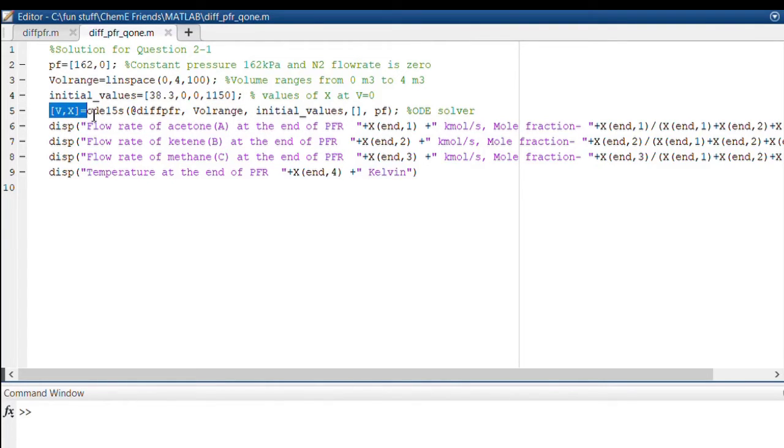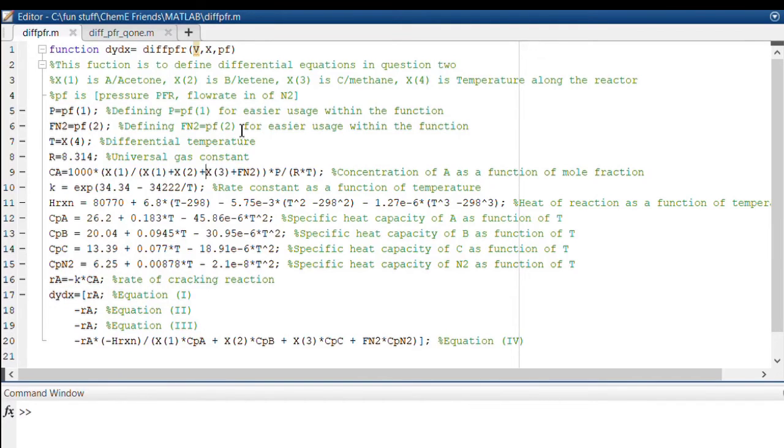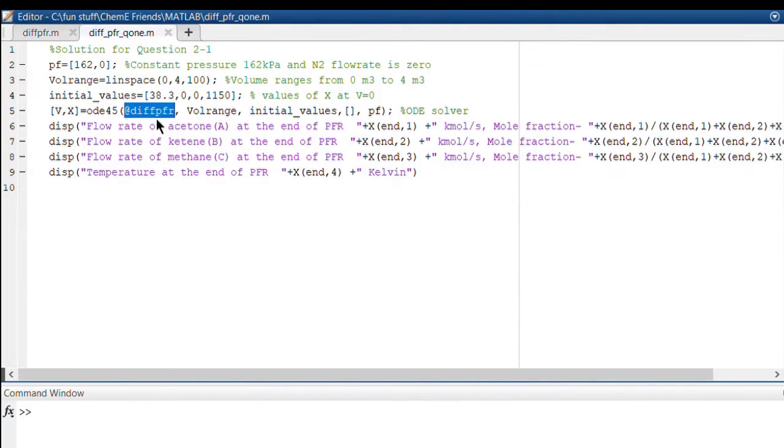So we are writing V comma X equals ODE 45, and we are calling the function diff.pfr. If you remember, we made this function diff.pfr previously. We are writing the volume range between which we want to integrate this function, and the initial values. We are not putting anything in the options.